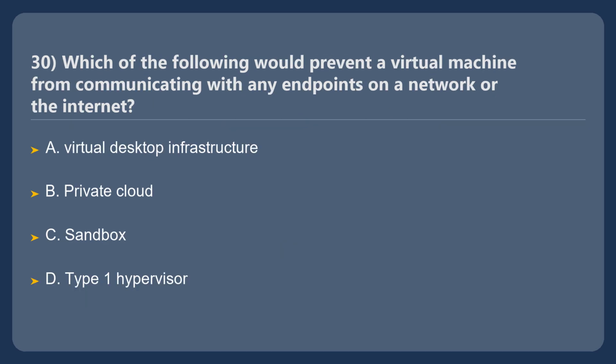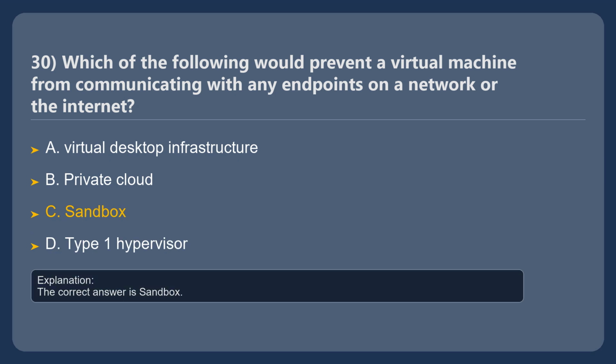Question 30. Which of the following would prevent a virtual machine from communicating with any endpoints on a network or the internet? Option A, virtual desktop infrastructure. Option B, private cloud. Option C, sandbox. Option D, type 1 hypervisor. The correct answer is option C, sandbox.